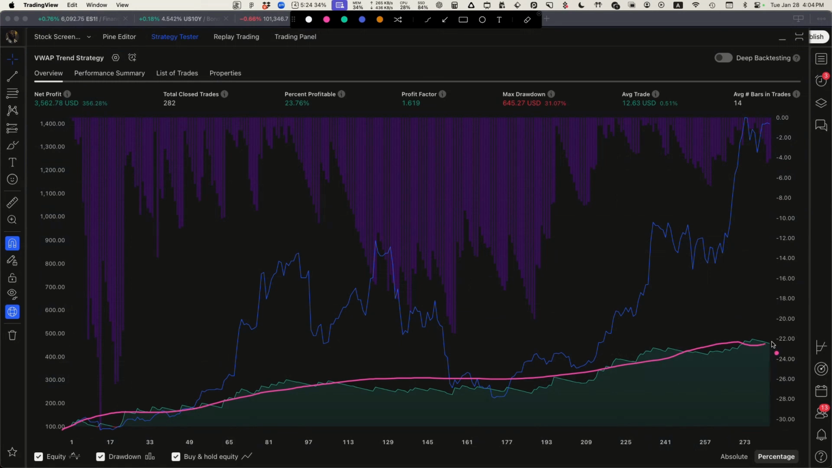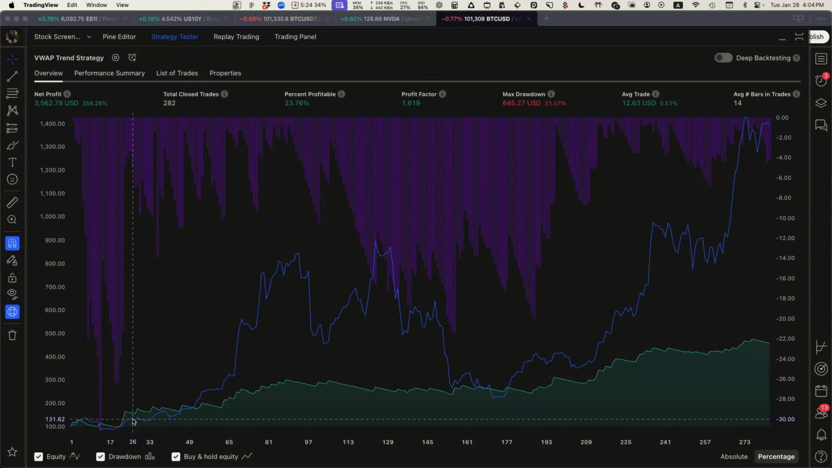You would have traded 282 trades, and 23% of them were profitable. Profit factor was 1.61. You had a max drawdown of 31%, meaning that somewhere in the middle there was a drawdown in your equity to roughly 30% of the account, but you still ended up net profitable, right? Your average trade made you about $12.63 a trade, and you were in those trades for 14 two-hour periods, according to this chart. But the blue line here is the important thing to consider.